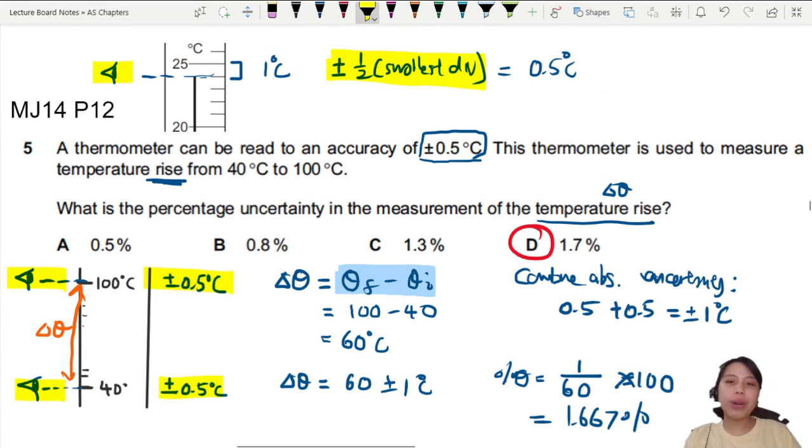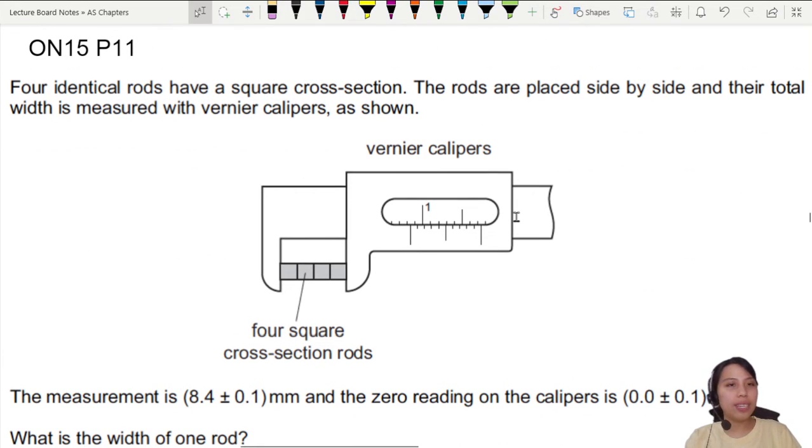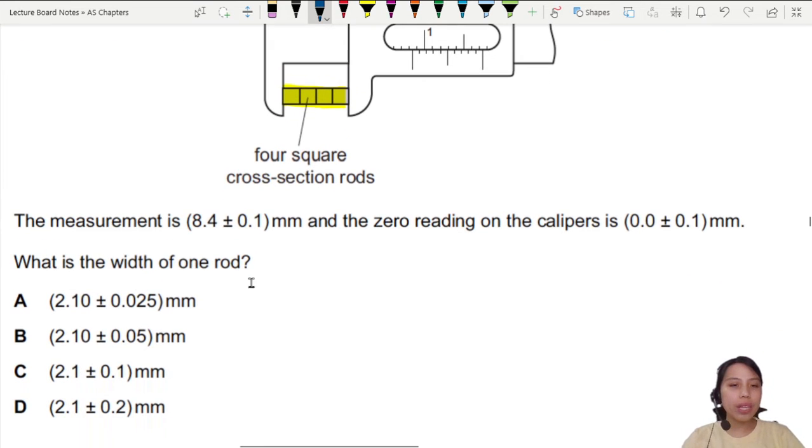Alright, let's look at the next one. Another one for another instrument. This one also no equation, but we have to put together the uncertainty. Here you have 4 identical rods. The rods are placed side by side and their total width is measured with vernier calipers. The measurement that you read on the vernier calipers is 8.4, but then you also have a 0 reading. You look 2 times. You look at 0 and you look again when you are at the full measurement. So 2 times. What is the width of one rod?